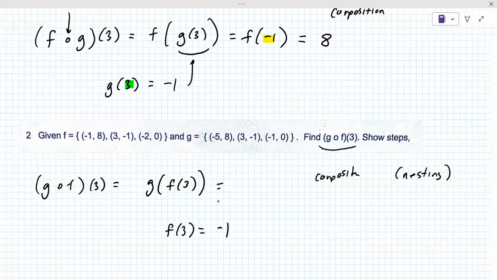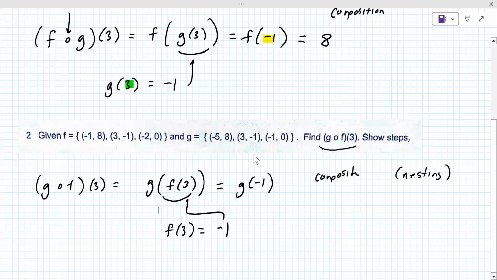And that becomes the input to the next one. So it's G of -1. That -1 replaces the F of 3. And now you're using the one on the right to get the next one. So -1, where do you see that over here on the right as the input, as the X? -1 and 0. Yes. So your answer is 0. So it is one number when you're all done. It just takes a little bit to get to that.